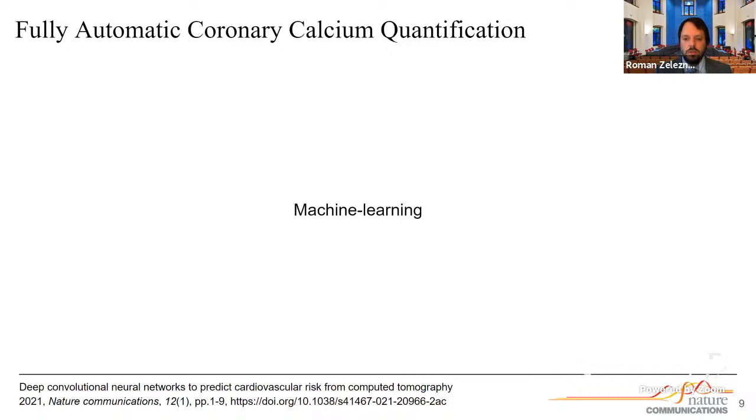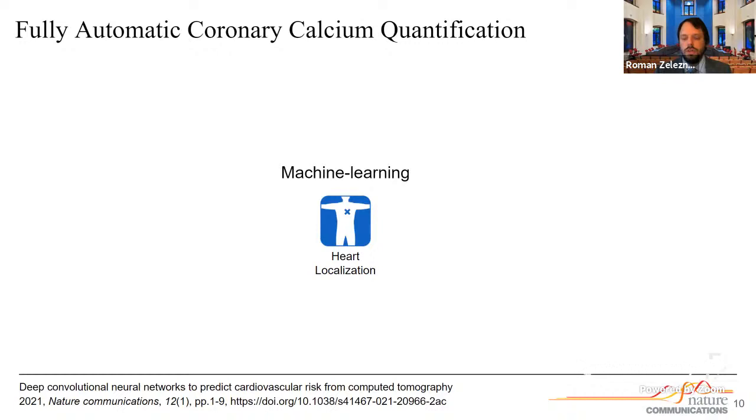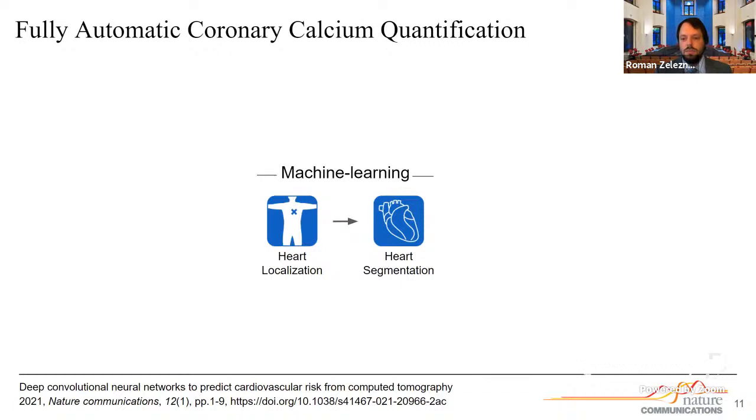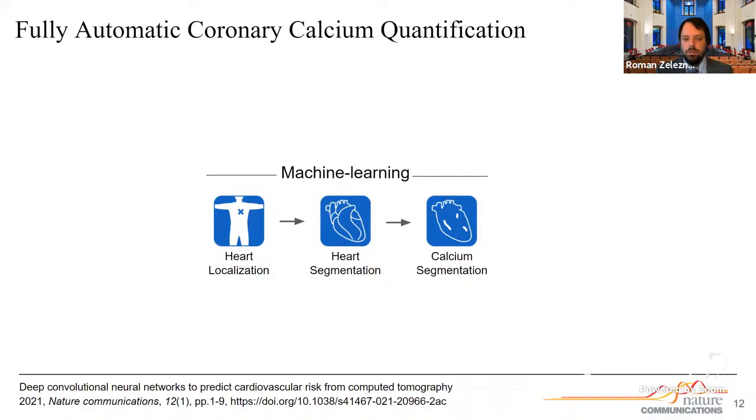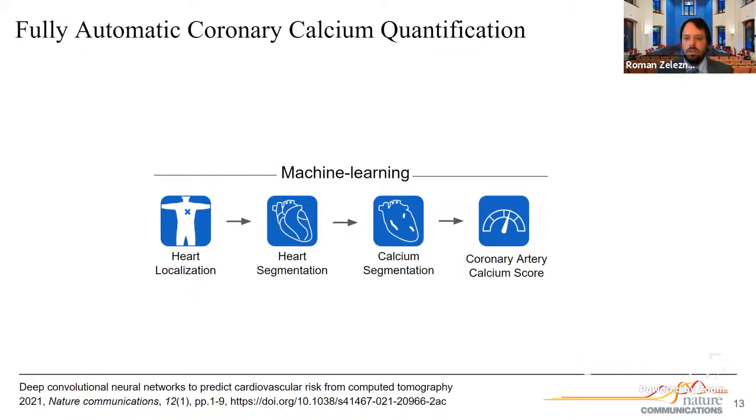And so we developed a machine learning pipeline that first located the heart in a given CT scan. In the next step, the system segmented the heart. Then within the heart, the system segmented coronary calcium. And finally, we calculated the coronary artery calcium score.